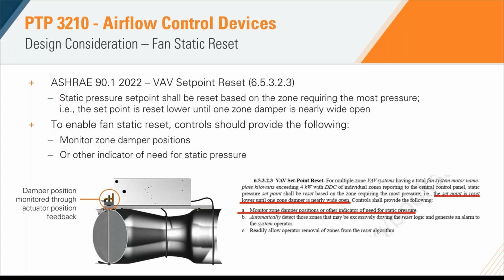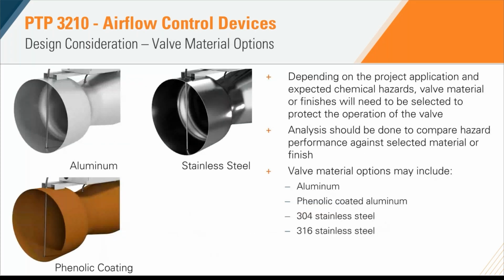So the last design consideration we're going to cover is valve material options. Depending on the project application and the expected chemical hazards, the valve material or finish will need to be selected to protect the operation of the valve during its lifetime. So ideally, an analysis should be done to compare the hazard against the selected material or finish to ensure we can understand its performance over its lifetime.